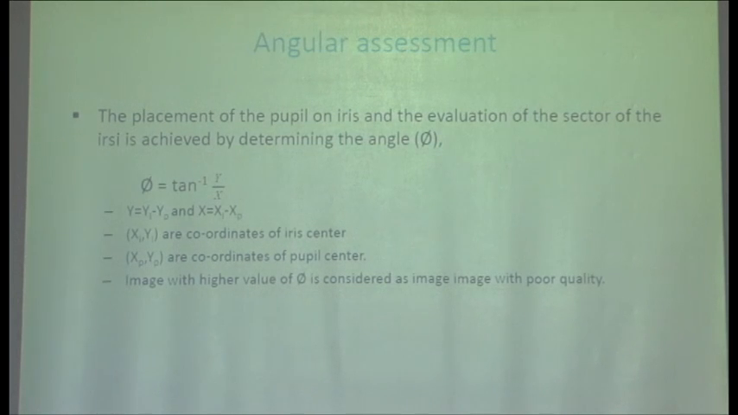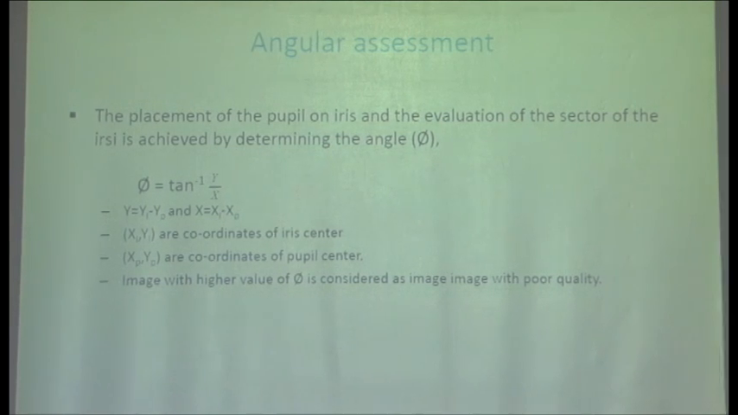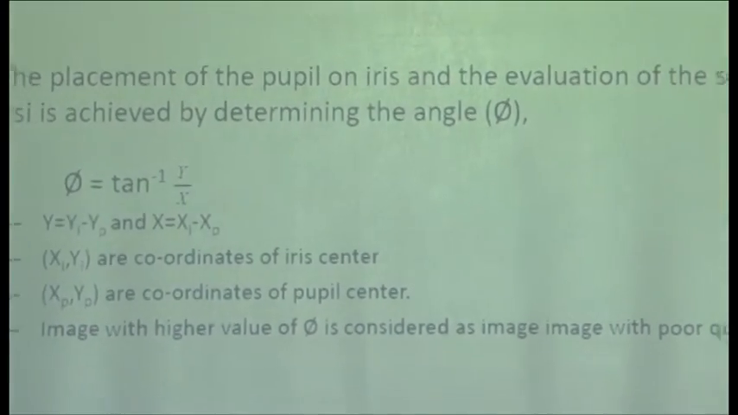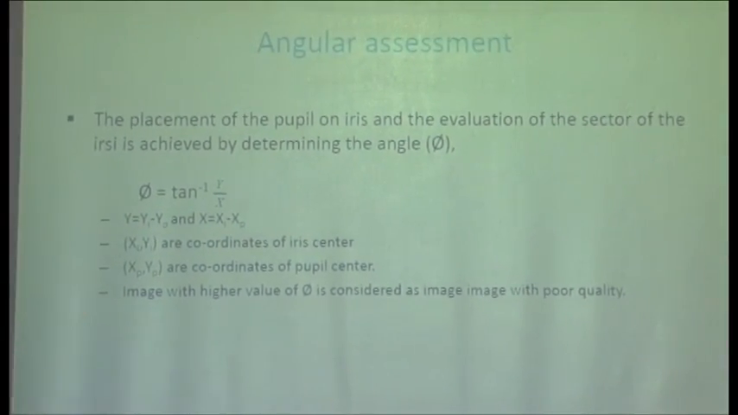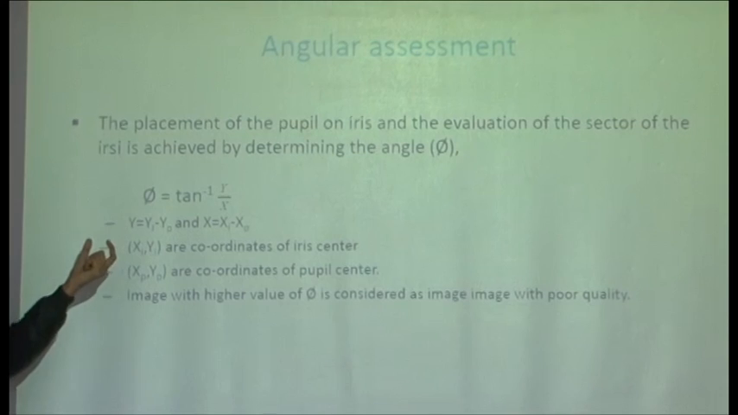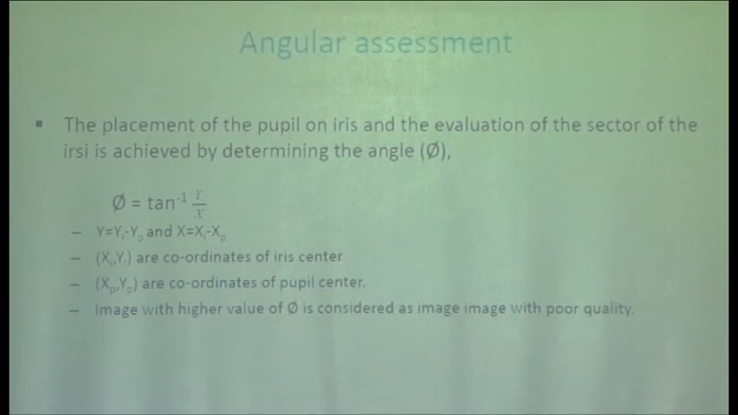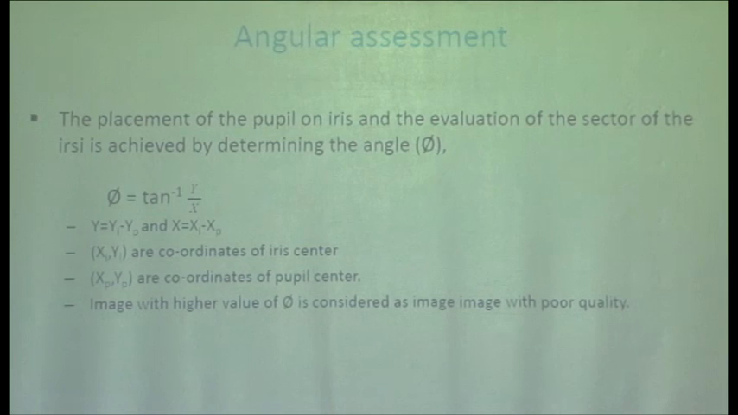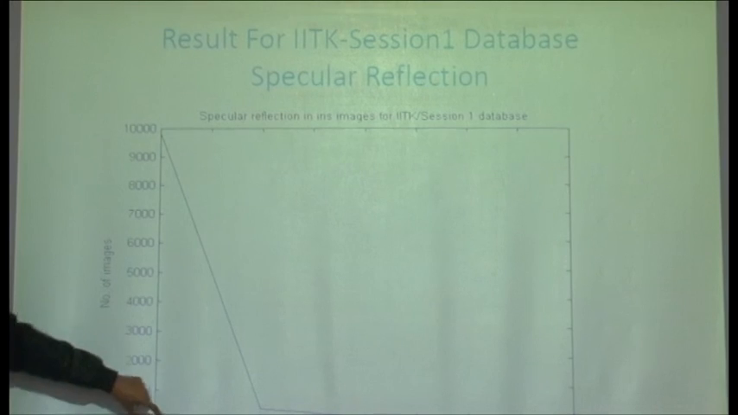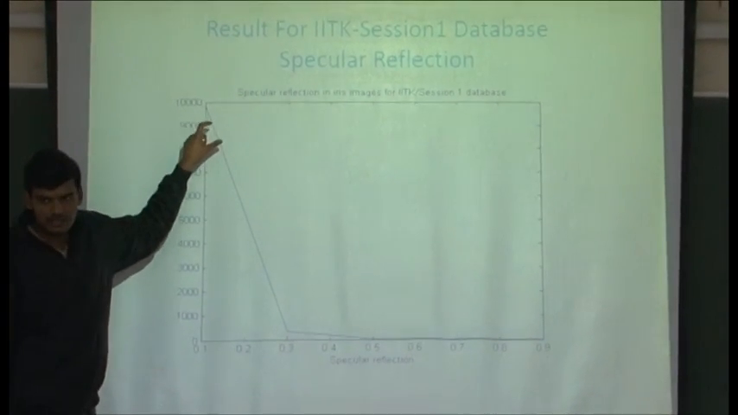The angular assessment is the angle of the line joining the two centers. This value will be between minus pi by 2 and pi by 2, so I took the absolute value, converting the negative values to positive, and divided by 90, so it again gets normalized between 0 and 1. I have estimated the parameters for all databases: KCL, LAMP, interval, IIT session 1 and session 2. Here, lower specular reflection means higher quality.